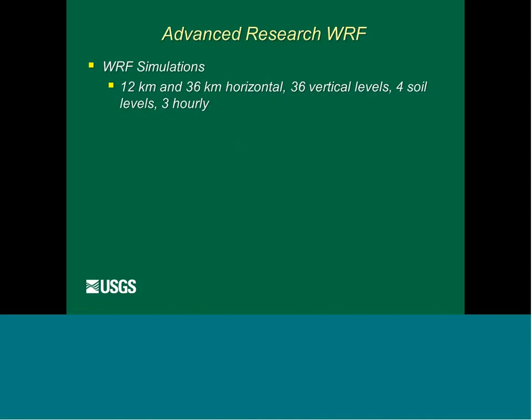Our simulations, we got a couple. We got actually a 12-kilometer simulation for a small area. I'll show you that. A couple of 36-kilometer grid spacing simulations. It's got 36 vertical levels in the atmosphere. It's got a soil model for infiltration, 4 levels there. It computes at a relatively short time step, but then integrates that and writes output every 3 hours.